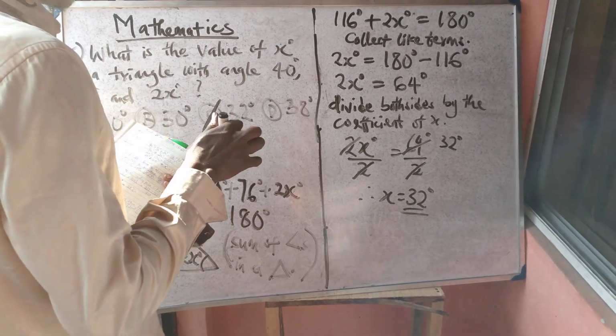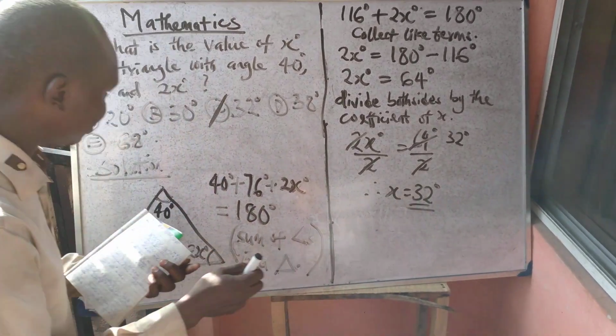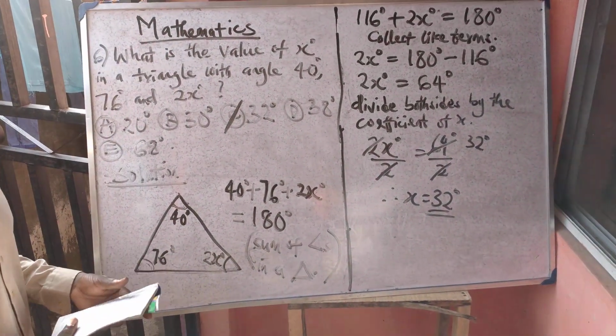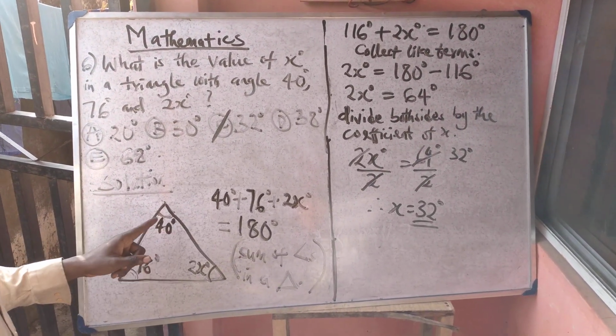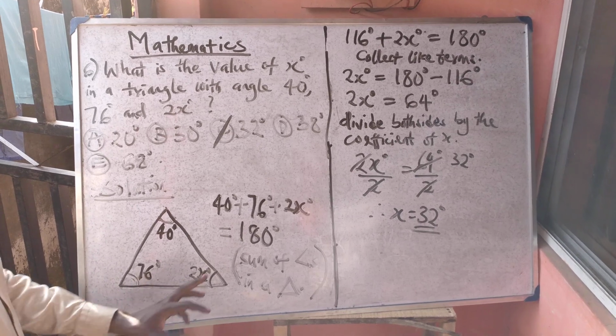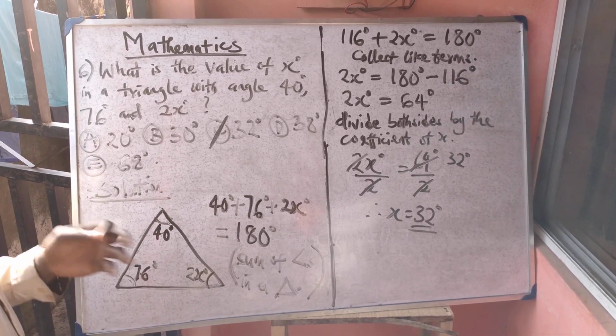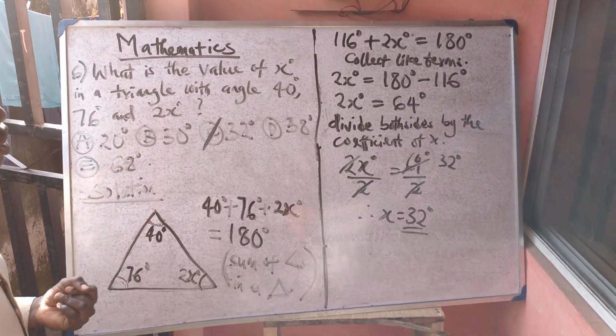We were asked to find the value of x. The value of x is 32 degrees. This is it. So when we added the angles 40 degrees plus 76 plus 2x, we equated it to 180 because the sum of angles in a triangle is 180 degrees.